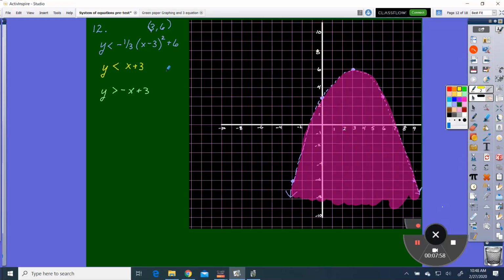x plus 3. That means I come to 3 on my y-axis, and I go up 1 over 1, up 1 over 1, up 1 over 1. So it looks like this. And it's a dotted line as well because it's a less than. So dotted line.